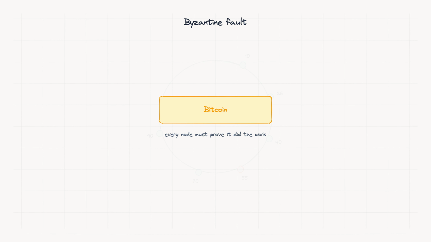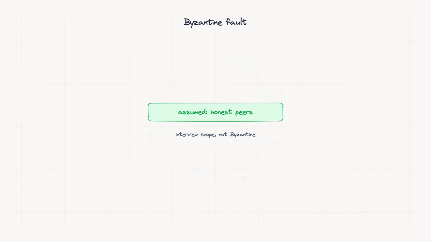Bitcoin is a classic example of a system built for exactly that world. You can't trust any single node, so the network forces everyone to prove they did the work. Our crawler doesn't need that. In a system design interview, you almost never have to worry about nodes that cheat, so we assumed honest peers throughout. If there's interest, Byzantine fault tolerance is worth its own session, but it's a separate problem. Okay, that covers the base design.